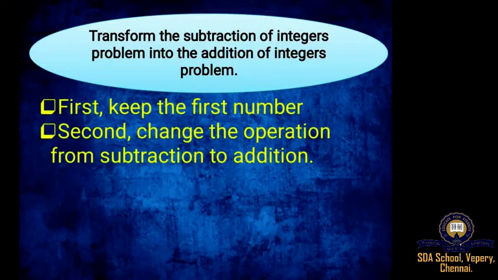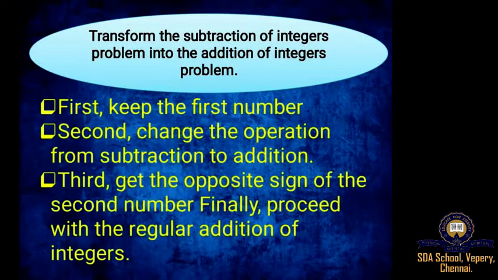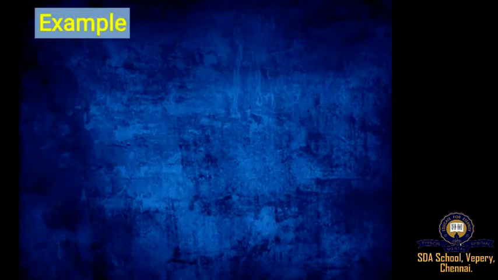Second, you have to change the operation from subtraction to addition. And third, get the opposite sign of the second number. And finally, you have to proceed with the regular addition of integers. So you should not change the first number, and then you have to change the subtraction operation to addition operation, and you have to change the second number's sign. You have to just get the opposite sign of the second number and just proceed with the regular addition of integers. Now we will see an example.